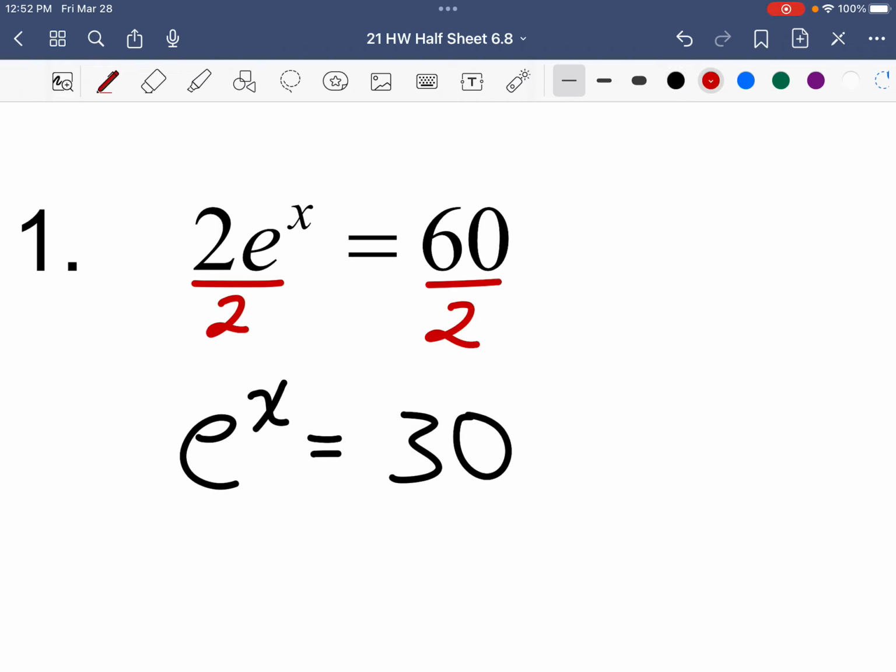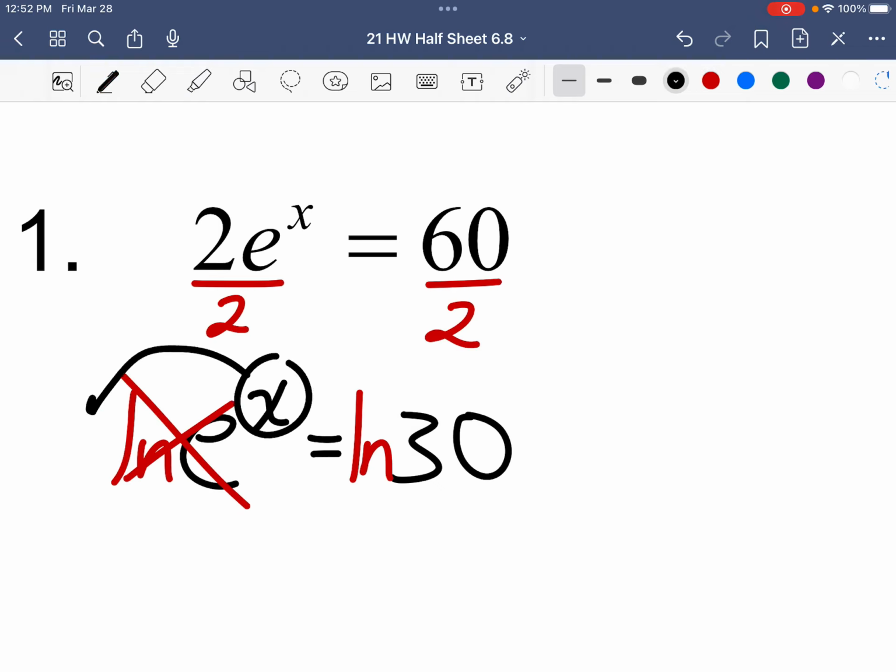Now, for the main step, you're going to slap both sides with an ln. An ln is a natural log, and it's basically a log that's going to cancel with e. Now, because it cancels with e, none of that is there anymore except for this x that came down. So basically, you just end up with x equaling the ln of 30. What's the ln of 30?